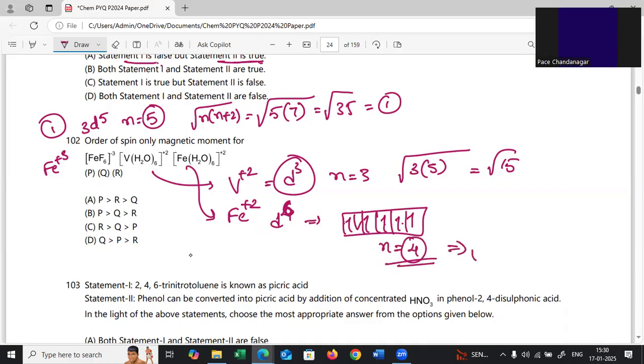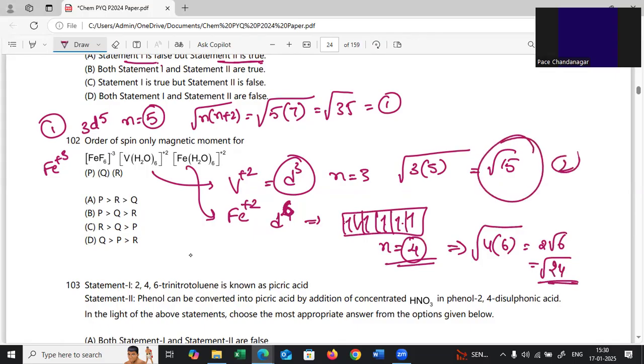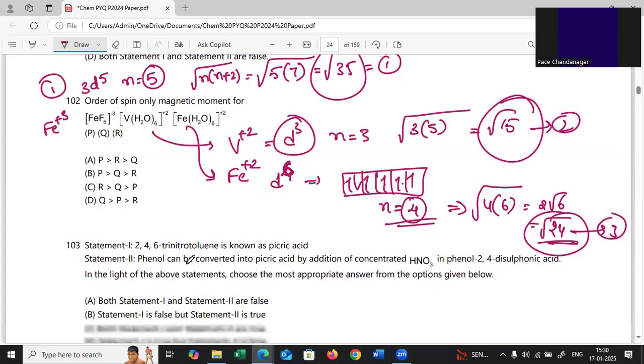So which means under root 4 of 4 plus 2, which is 6, which is 2 root 6, or you can say root 24 only. Root 24, this is option 2, and root 24 option 3. Option 1 is root 35. Now you consider, that's it. You just have to put them in order. Okay, next move on.